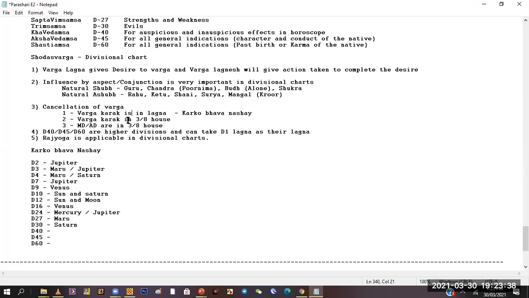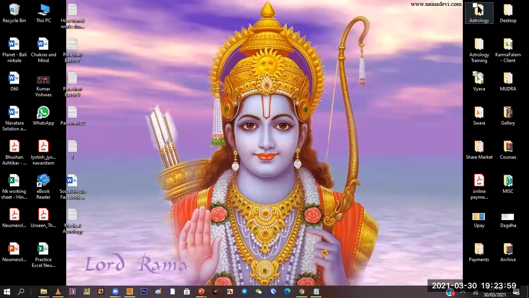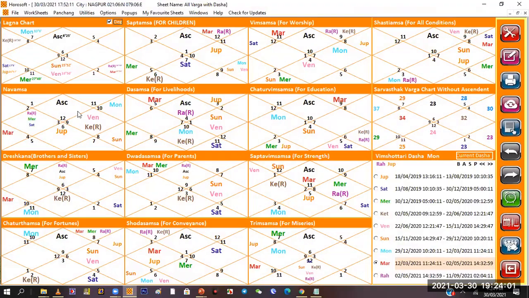If the Varga Karaka is in the 3rd and 8th, or if the Mahadasha and Antardasha lords, the major period lord and minor period lord, are in the third and eighth house, then during that particular Mahadasha and Antardasha, the person will not get the result of that Varga. So we'll just quickly take an example of it. Let me see if I can give the example of all three. At least I should be able to give it.